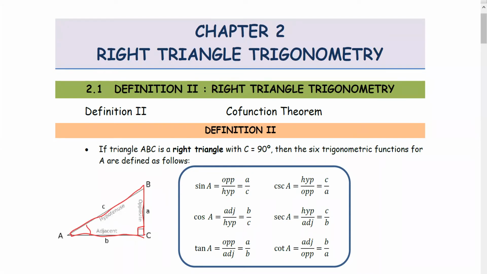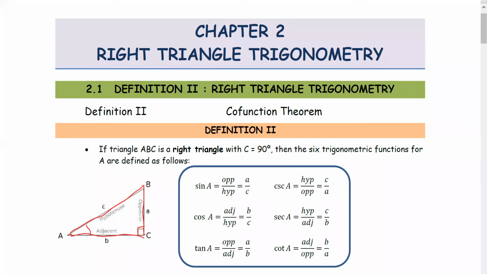The 6 trigonometric functions for an angle A are defined as follows. The sine of A is the opposite side divided by the hypotenuse, which is the lowercase a divided by lowercase c. The cosine of A is adjacent divided by hypotenuse, which is the lowercase b divided by lowercase c. The tangent of A is the opposite side divided by the adjacent side, or the lowercase a divided by lowercase b.